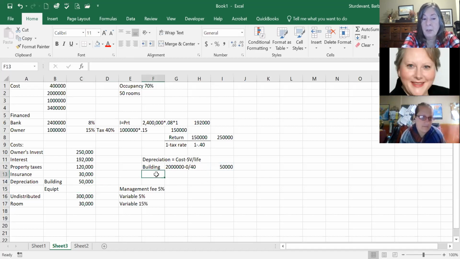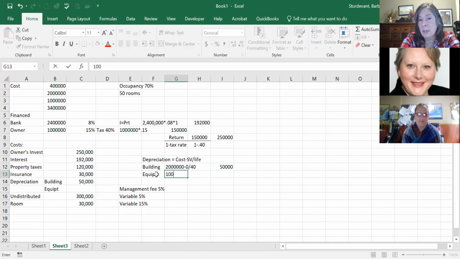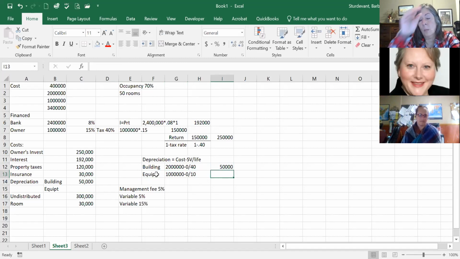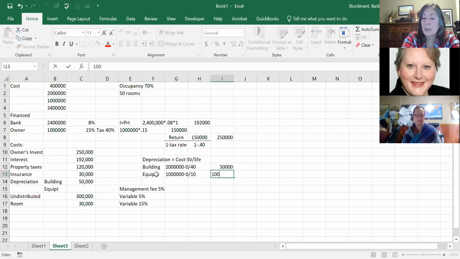All right. The equipment cost $1 million, 0 salvage, and it had a life of 10 years. Okay. So that depreciation is going to be $100,000.